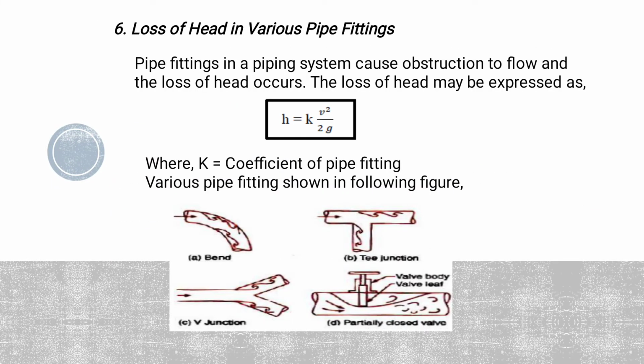Loss of head in various pipe fittings. Pipe fittings in a pipe system cause obstruction to flow and loss of head occurs. The loss of head may be expressed as H is equal to K into V² by 2g, where K is the coefficient of pipe fitting. Various pipe fittings shown in the following figures: bend, T-junction, Y-junction, partially closed valve.